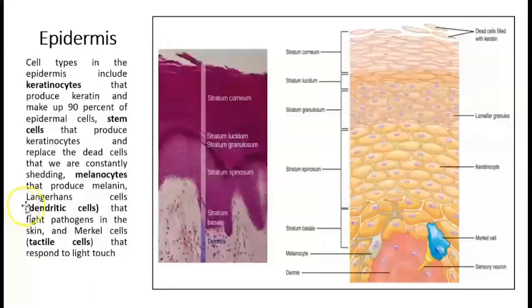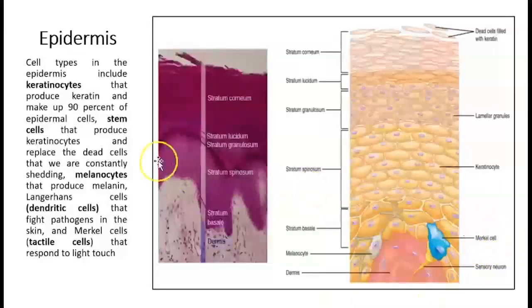Other types of cells that we have in there are going to be dendritic cells. The dendritic cells are going to be part of our immune system that is going to help defend our body in case some bacteria get inside. These are the very first cells that are going to start fighting. We have other cells in here, tactile cells, that are going to be part of receptors that are going to help us identify things that we are touching, for example, with our fingers.